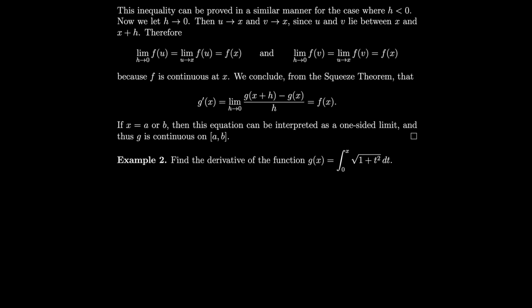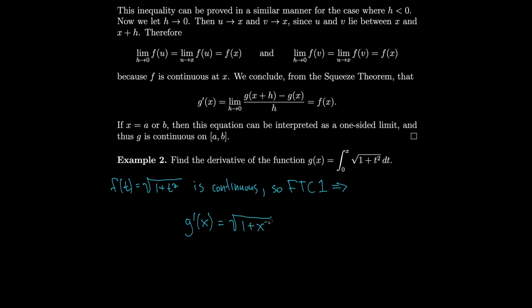Let's do an example of that. Let's find the derivative of the function g of x equals the integral of square root of 1 plus t squared dt from 0 to x. Well, in this case, the function f of t is just the square root of 1 plus t squared. So that's a continuous function. Because it's continuous, I can apply the fundamental theorem of calculus, Part 1. So the fundamental theorem of calculus Part 1 will imply that the derivative of this integral is the original function. So the derivative is just square root of 1 plus x squared. I just replace the t with the upper limit. And that's it.